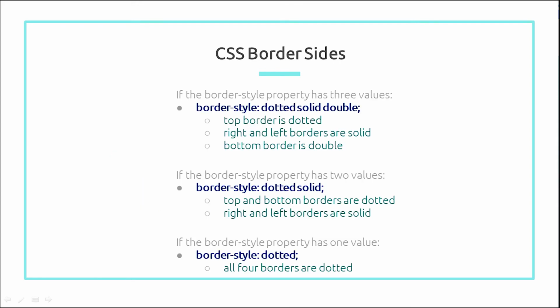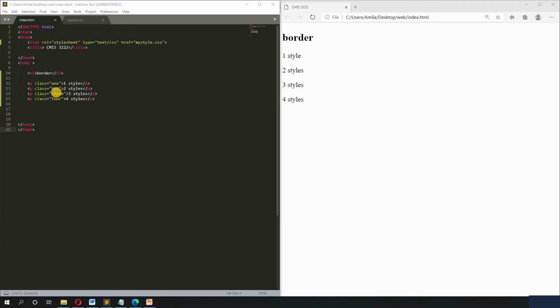If the border style property has three values: border-style: dotted solid double. The top border is dotted, the right and left borders are solid, the bottom border is double. If the border style property has two values: border-style: dotted solid. The top and bottom borders are dotted, the right and left borders are solid. If the border style property has one value: border-style: dotted. All four borders are dotted.